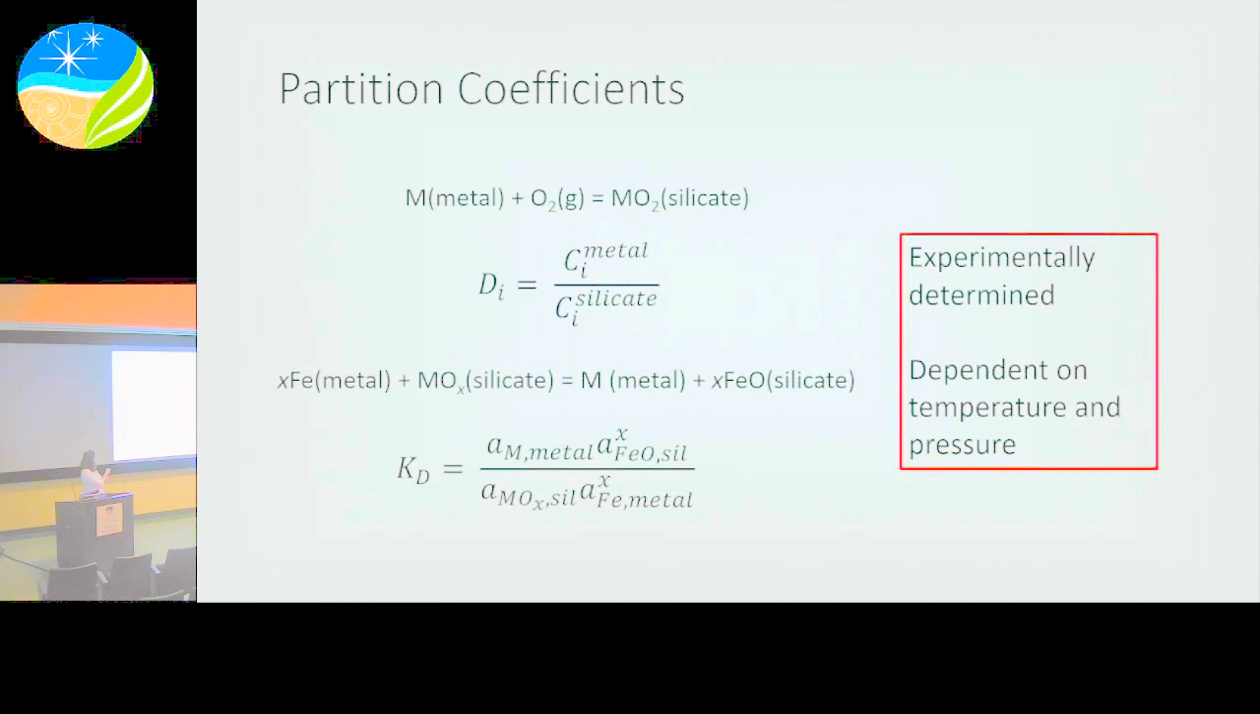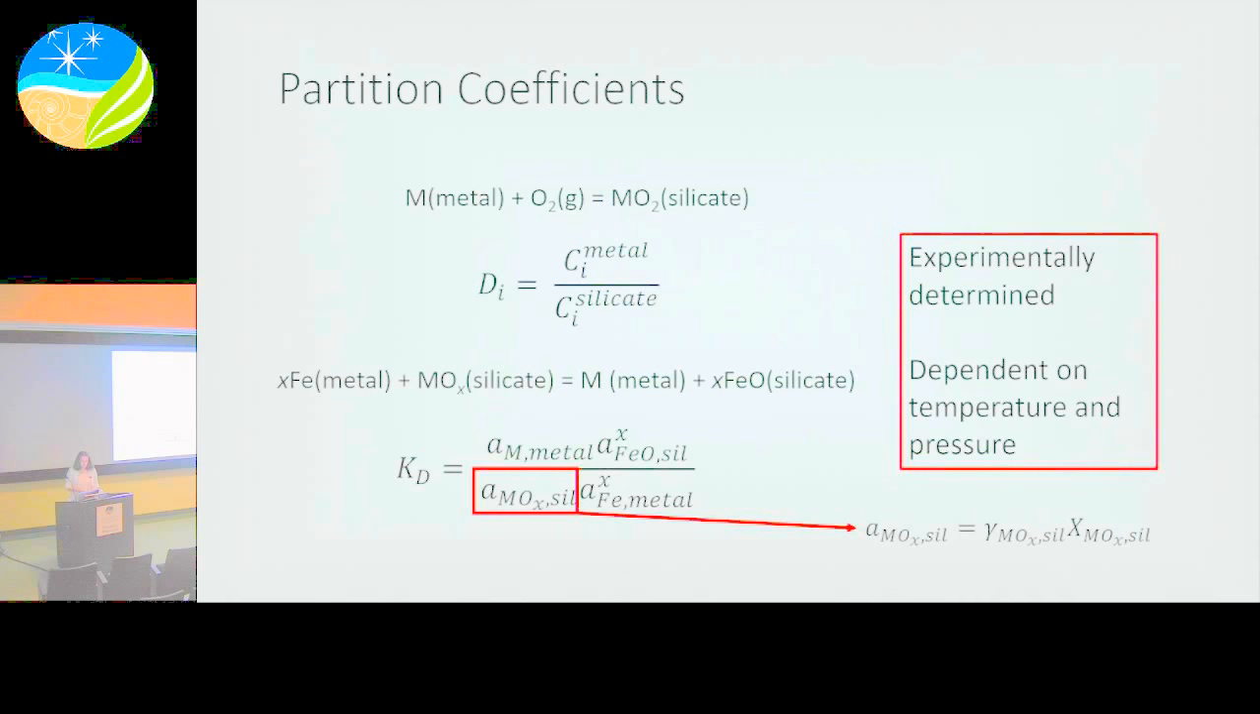So instead of reacting with oxygen, this is reacting with iron as the dominant phase or dominant element in the carrier phases. So we have iron metal reacting with the element in the silicate, and this converts it into the element in the metal and iron oxide in the silicate. So by looking at the relative abundances of these, we have this exchange coefficient. These are the products of the activities, and then, of course, the activity is just the mole fraction of that species in that phase times its activity coefficient.